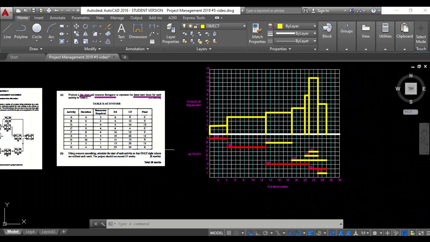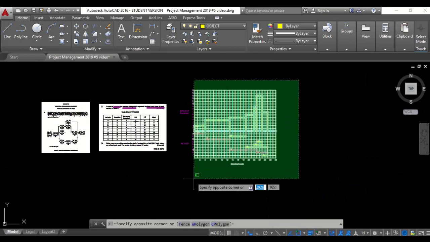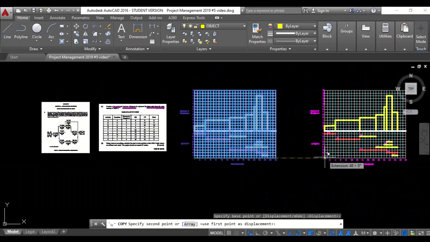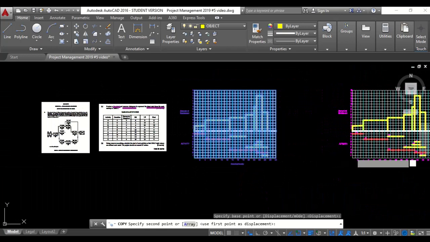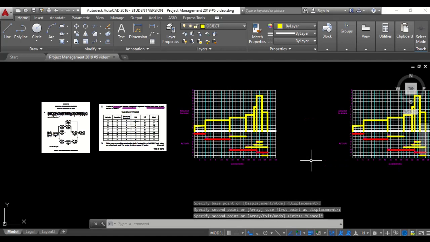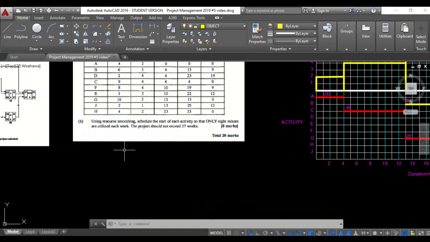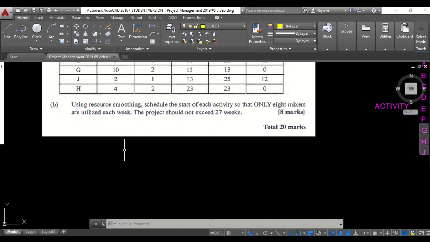So that means we now need to go over to B. So what I'm going to be doing, I'm going to be copying this so that in supplying the response, you can easily use that as question A rather than highlighting what is A. You just leave that B as the response to question A, and then I'll be working on this one for my response to question B. So let's see what question B requires of us. It says using resource smoothing, schedule the start of each activity so that only 8 mixers are utilized each week. The project should not exceed 27 weeks.